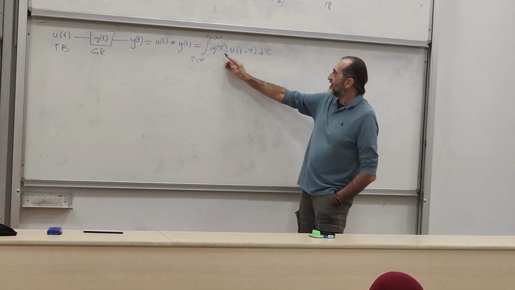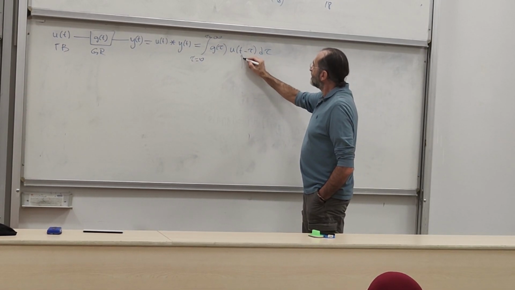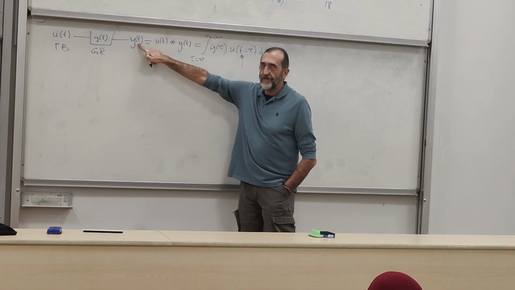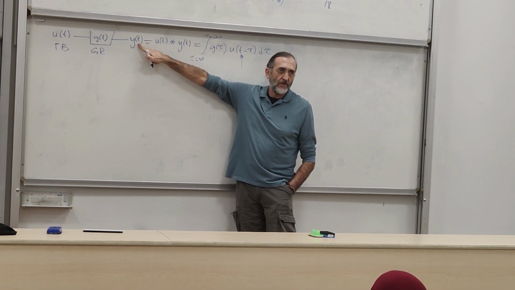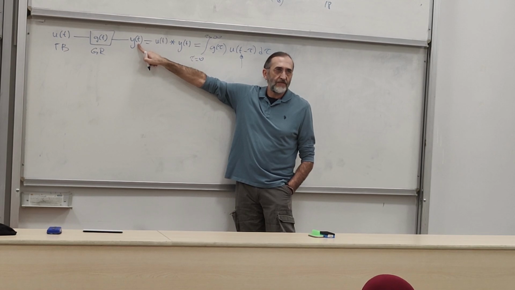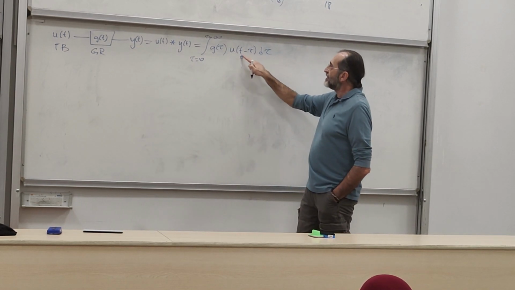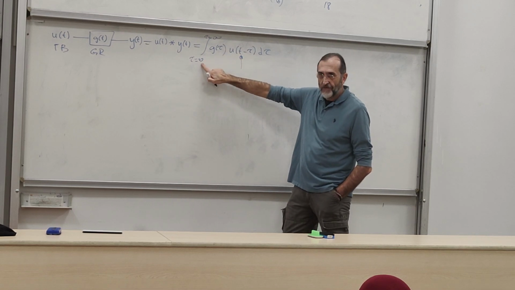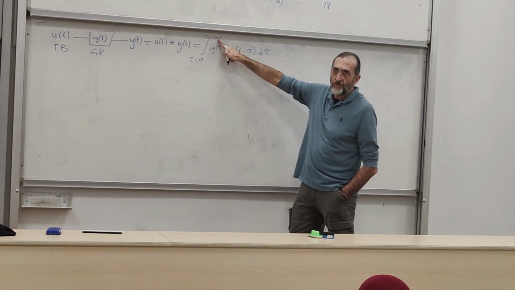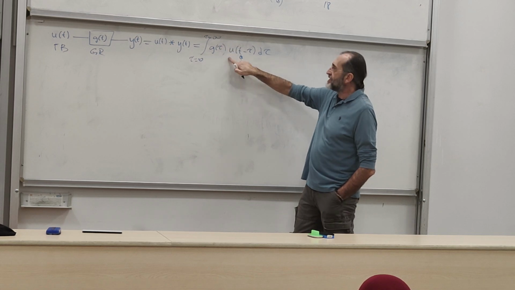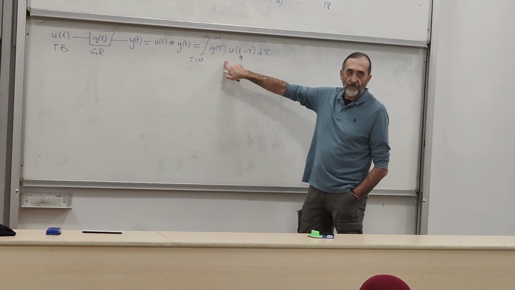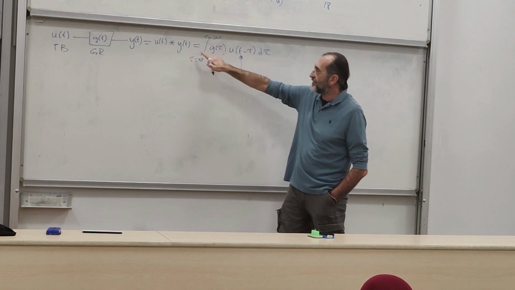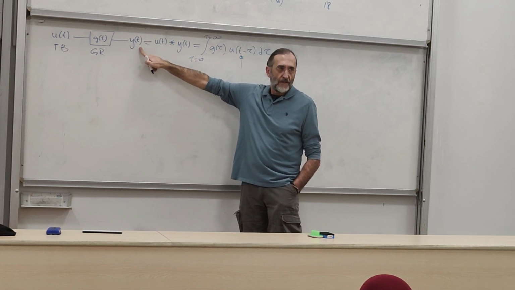So here, t is my real variable. I'm looking at the response of the system at my real time. And tau is just a dummy variable that I use inside the integral, and inside the integral, tau is going to disappear. So I'm going to be left with real time.